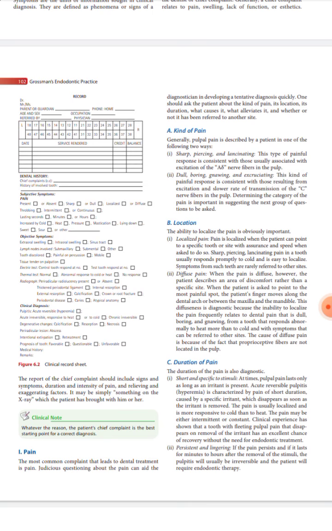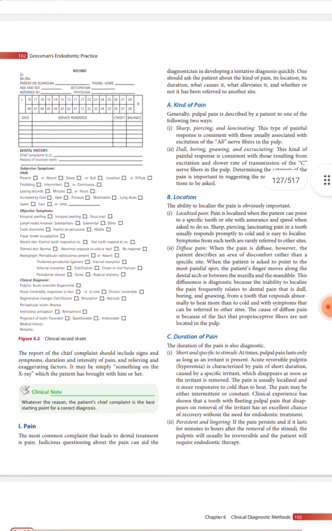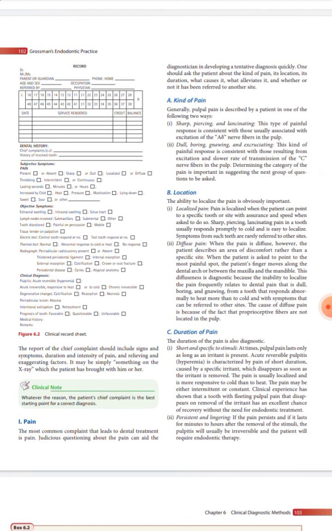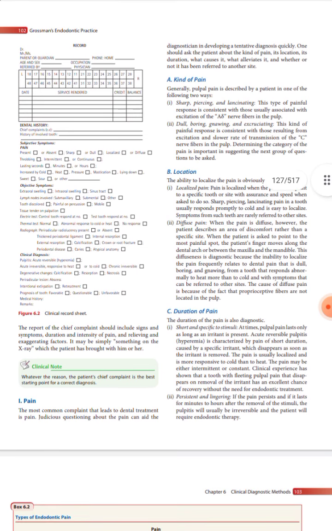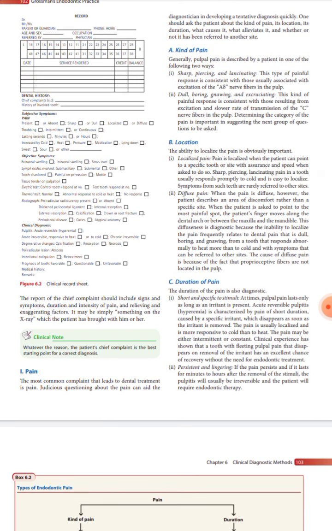In developing a tentative diagnosis quickly, one should ask the patient about the kind of pain, its location, its duration, what causes it, what alleviates it, and whether or not it has been referred to another site. Generally, pulpal pain is described by patients in the following ways. Sharp: this type of painful response is usually associated with excitation of nerve fibers in the pulp.